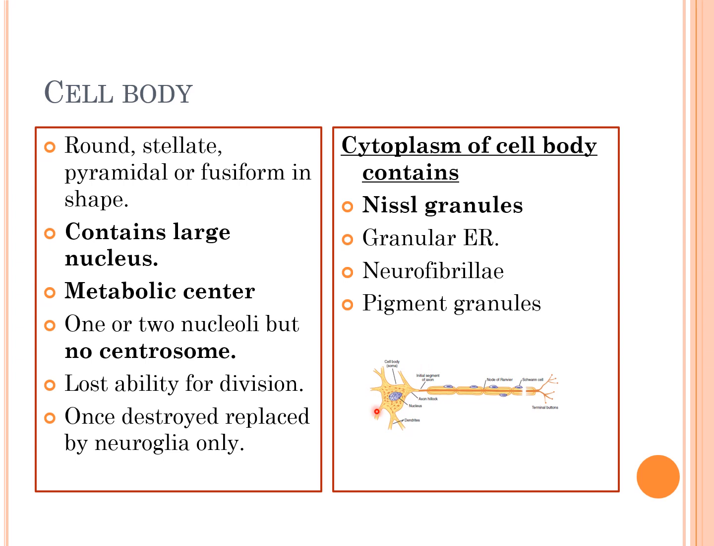So in addition to these Nissl granules, the cell body also contains neurofibrillae and pigment granules. These neurofibrillae contain microfilaments and microtubules, and in some neurodegenerative diseases these neurofibril filaments will degenerate. In some neurons, for example the neurons present in the substantia nigra, there is a pigment called neuromelanin.